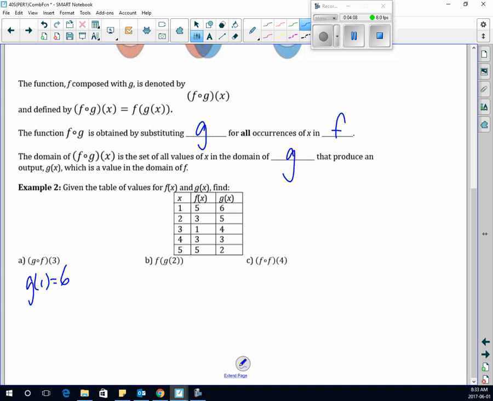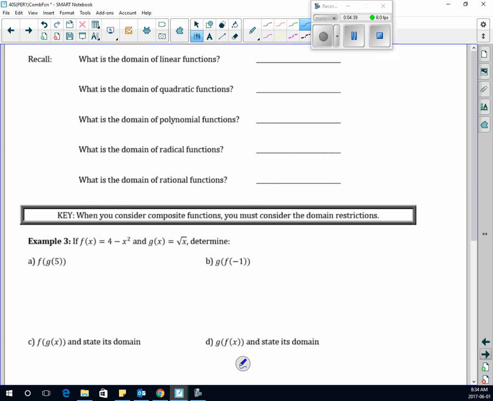Okay, do you want to try b and c by yourself and see what you get? All right. Okay, so 2 goes into g, 5 comes out. Then I'm finding f of 5, and that means 5 comes out. Did you get 5 for the first one? Yeah? Does anybody want me to repeat that? Okay. And then 4 goes in, so 3 comes out. Then I need to find f of 3, and that means 1 comes out. Yes? Right on. Okay, moving on.